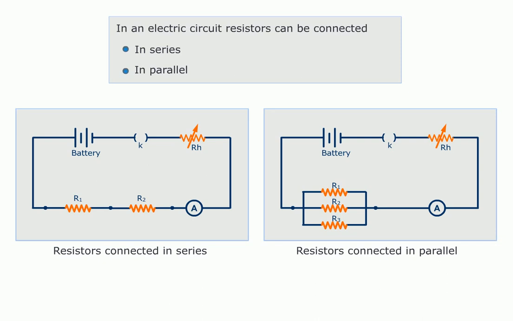In the first diagram, resistors are connected in series. In the second diagram, resistors are connected in parallel. Observe the difference carefully and also observe how they are connected. In the first figure, the connection is called series connection. In the second figure, the connection is called parallel connection.